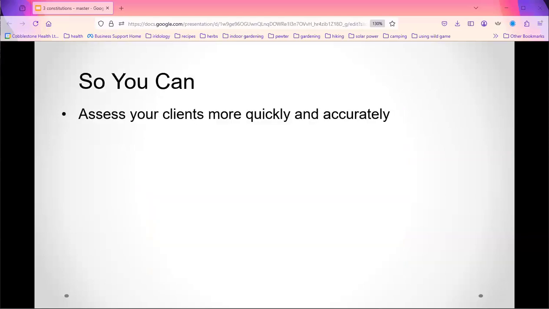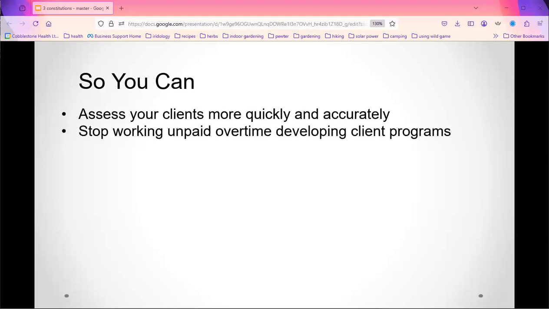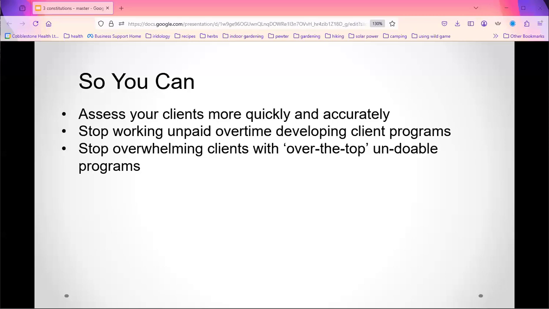So you can assess your clients more quickly and accurately, and get it done while you're with your client. So you can stop working unpaid overtime developing client programs. Sharon says, can't even make it work for myself. Sharon, that is so honest. Thank you for that. And Chetta says, no need to do baby steps. Yes, we do. But we're not taught to do that in school, are we?